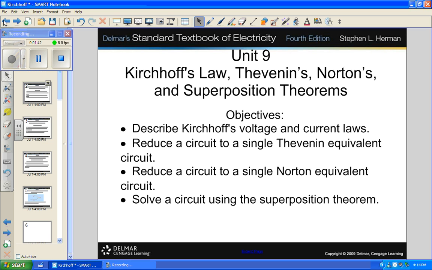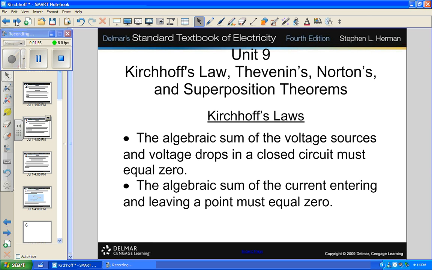Let's see here. Reduce a circuit to a single Thevenin equivalent circuit. Reduce a circuit to a single Norton equivalent and solve a circuit using the superposition theorem. Those are the three main things we're going to learn about in this.